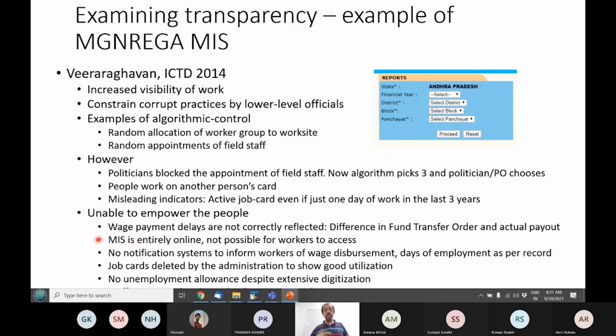It's actually not possible for the workers to access the MIS directly, because they are not web savvy and everything, right? So in fact, very recently at Gramani, we did a very interesting quick project in Meghalaya. During the COVID pandemic lockdown last year, the government had announced a lot of cash transfers.